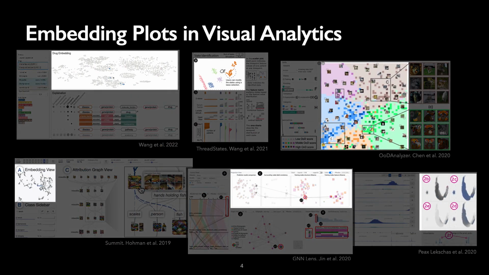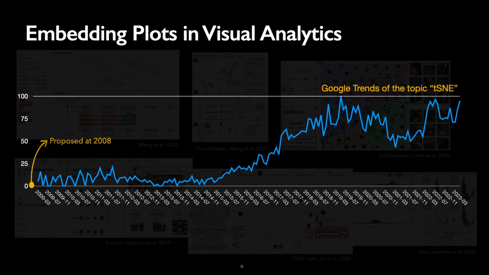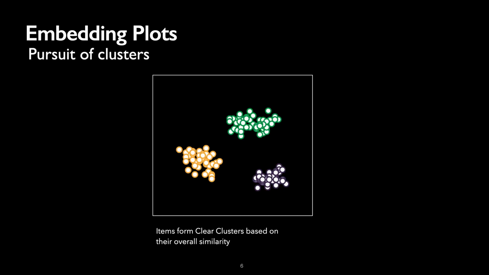This approach has been used in many visual analytics tools, and I just name a few here. The increasing popularity of embedding plots is also reflected in the Google Trends for dimension reduction methods. While embedding plots can reveal interesting patterns, they may not always be sufficient to guide the visual exploration.